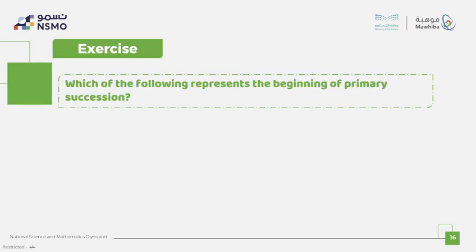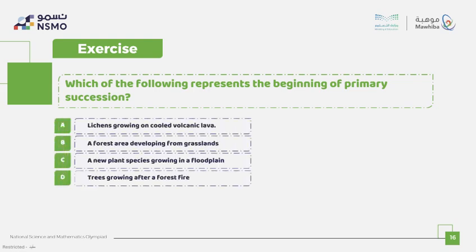The question asks, which of the following represents the beginning of primary succession? It usually begins with pioneer species like lichens that can grow on bare rock. Okay, let's have the options and analyze them. First, lichens growing on cold volcanic lava. And this is true. Yes, that's right, because this is a clear case of primary succession. No soil, just new volcanic rock.